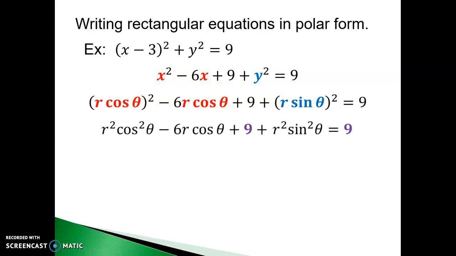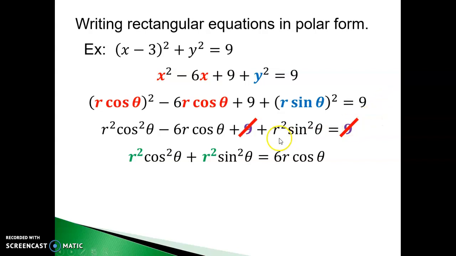Okay. So if I simplify that, r cosine theta quantity squared becomes r squared cosine squared theta because it's multiplication inside the parentheses. It's okay to distribute the power. Same thing over here, r sine theta quantity squared is going to be r squared sine squared of theta. So notice that we have 9s on both sides of the equation. So we're going to go ahead and cancel out those 9s because we want to simplify this. Even though I already have it in terms of r and theta, I want to make this much prettier.